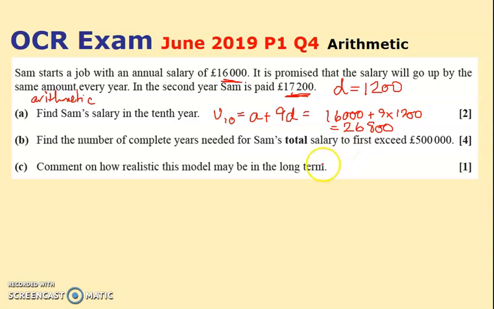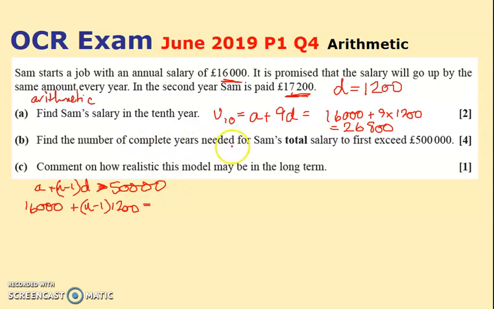Find the number of complete years needed for his salary to first exceed 500,000. Well, that seems a lot of years, but if I just do this, so it's A plus n minus 1D. That's our formula. And that has got to be, well, technically greater than 500,000. So if I just add in my 16,000 to start with, plus n minus 1 times the D, which was 1,200.